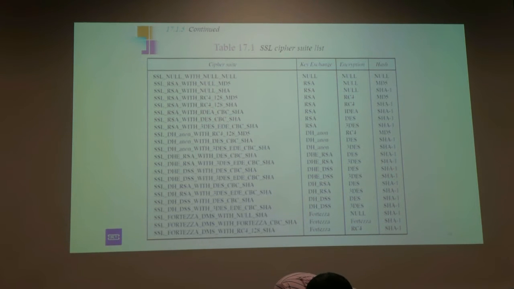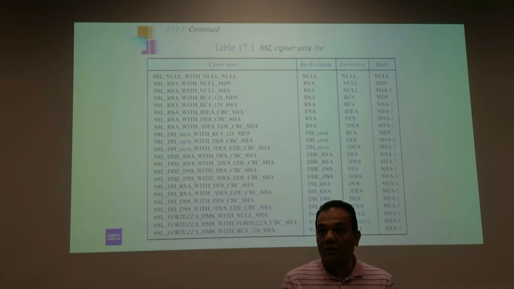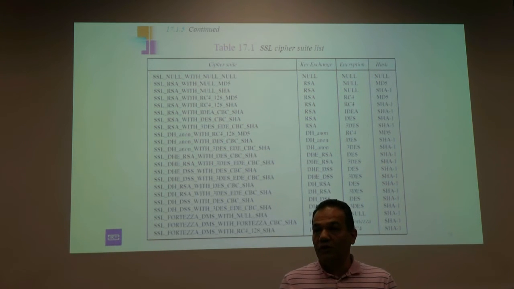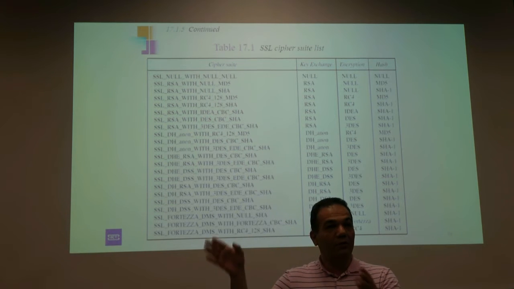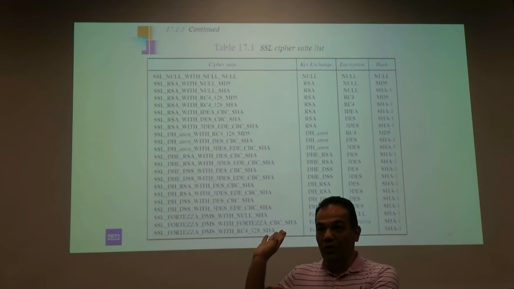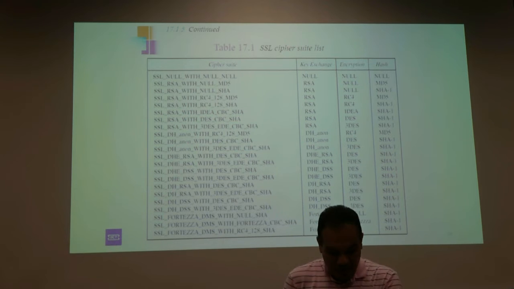So what are the parameters we're going to generate? The initialization vectors and the keys. From where? From the master secret we generated before, right? From the master key.